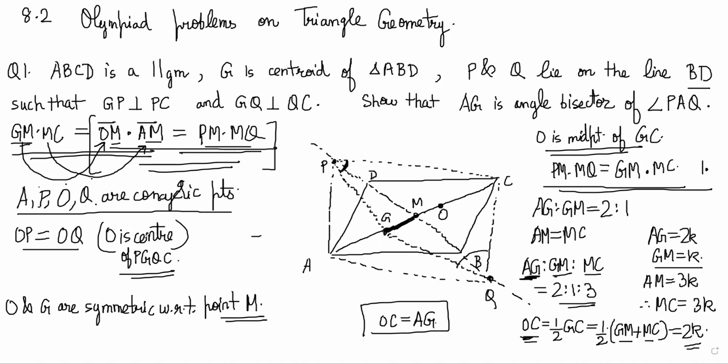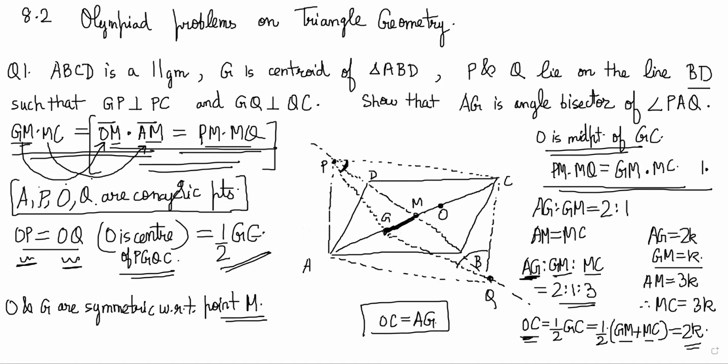And now from here we can say OP is equal to OQ, and OQ is equal to half of GC, right? Because GC was the diameter of the PGQC circle. So OP and OQ are radii of the PGQC circle, and half of GC would be the same. So we have OP equal to OQ equal to half of GC, and we have APOQ as concyclic points.